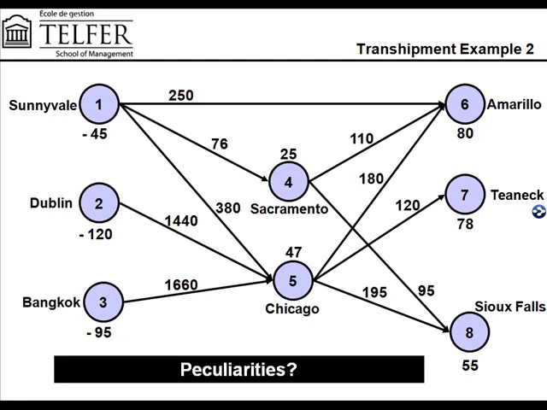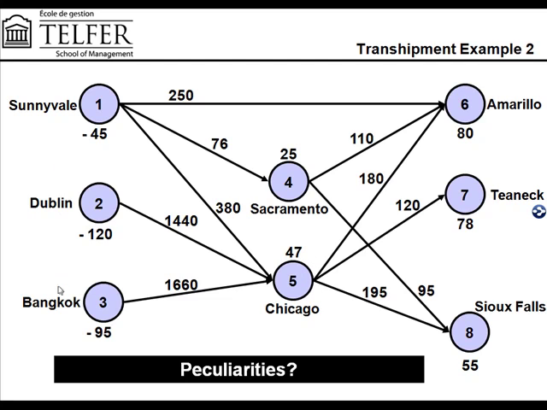Also, these transshipment points have their own demand, which is possible. You may or may not see that situation occurring. Like I said in a previous scenario, you might have a warehouse where you're also catering to the needs of various customers. So these transshipment points might have their own demand. So Sacramento, for example, has a demand of 25. Chicago, for example, has a demand of 47.